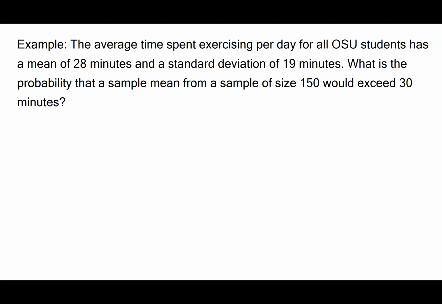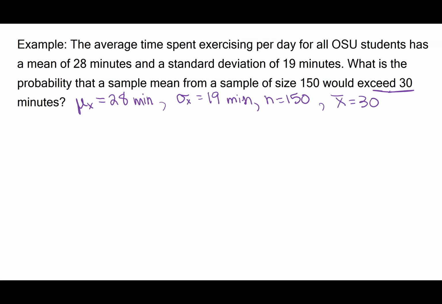So before I get all worked up here, so my mean is 28 minutes. And I like to keep my units here. My standard deviation for the population is 19 minutes. We have a sample size of 150. And we're interested about exceeding 30 minutes. So that's actually X bar, is 30 minutes. We are going to set this up exactly the way we did before.